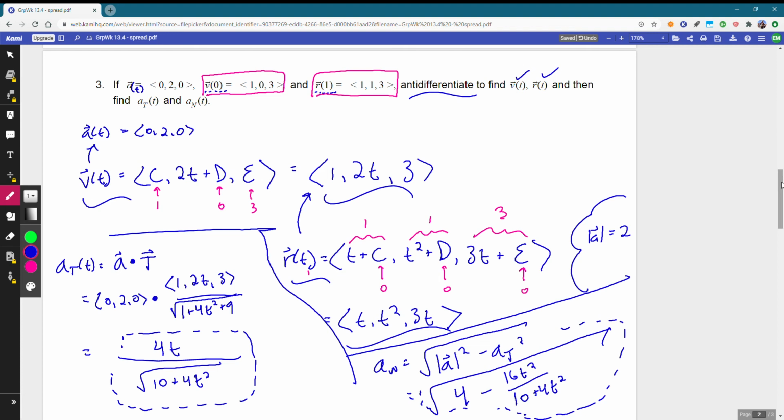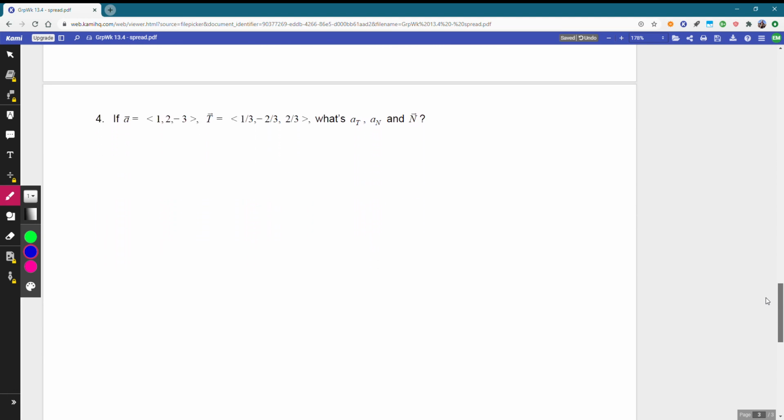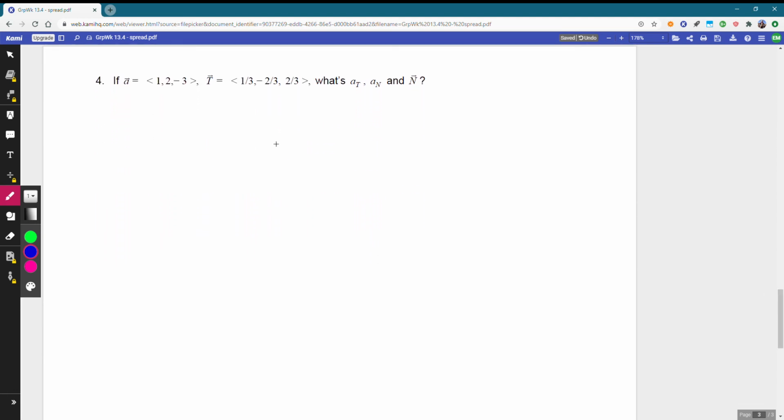All right, moving on down. Here we're given an acceleration vector and a unit tangent vector. We want to figure out AT, AN, and our unit normal. Here we have our formulas, and so we'll just start in. AT is our acceleration dot product with our unit tangent.